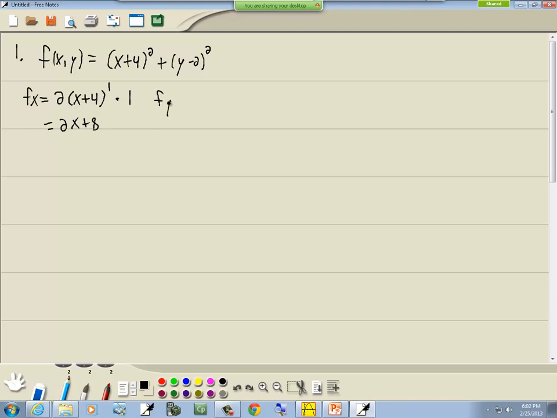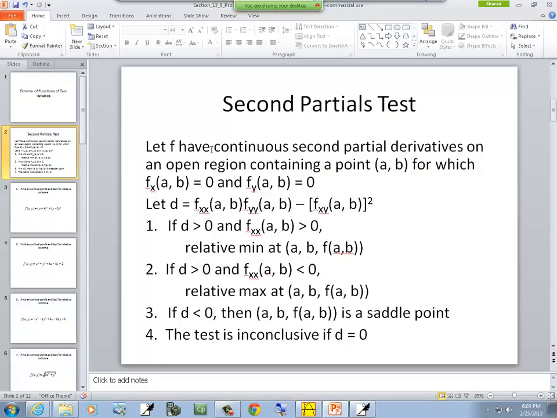Then if we take the partial with respect to y, the x is a constant, so this part drops away. Take our power, put it out in front, what's inside the parentheses remains as is, lower your power by 1, and then multiply times the derivative of what's inside the parentheses, which is 1. Which gives us 2y minus 4. That's this part right here.